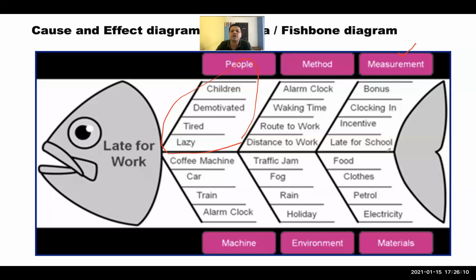Or simply the children is late for school? His coffee machine didn't work, the car broke down, the train got delayed, or the alarm clock didn't work. Look at the way in which they're just breaking it down: late for work, or simply the environmental condition which is beyond his control. Traffic jam, fog in Delhi, I'm sure.